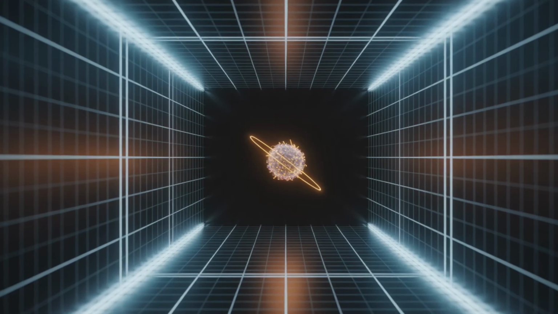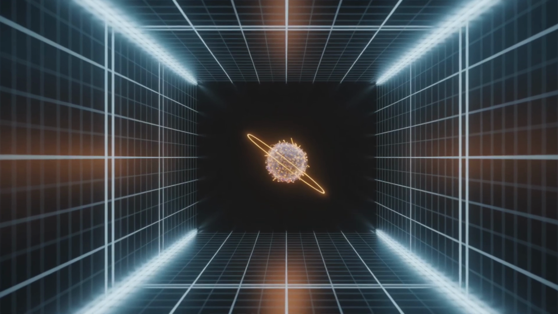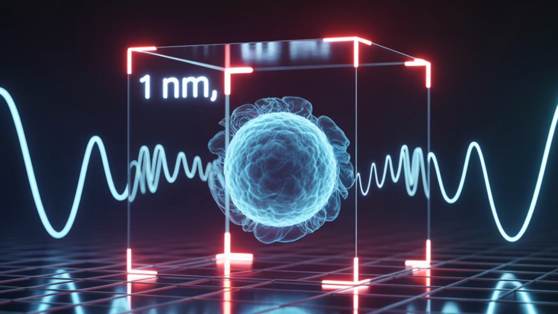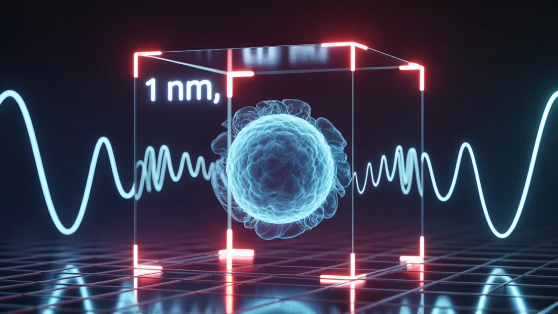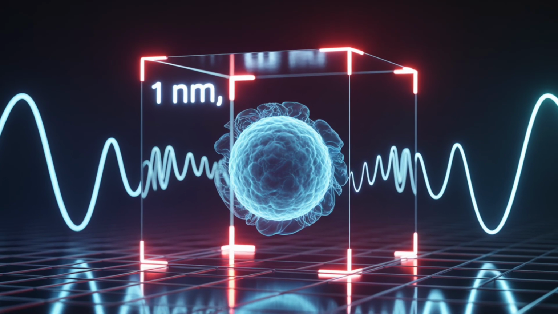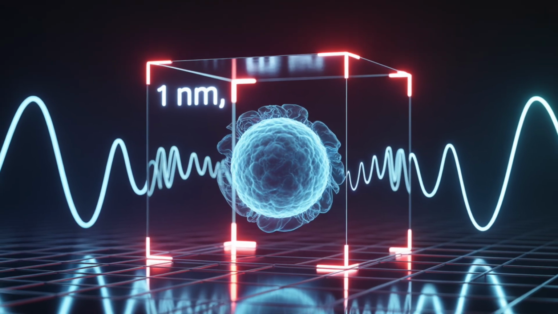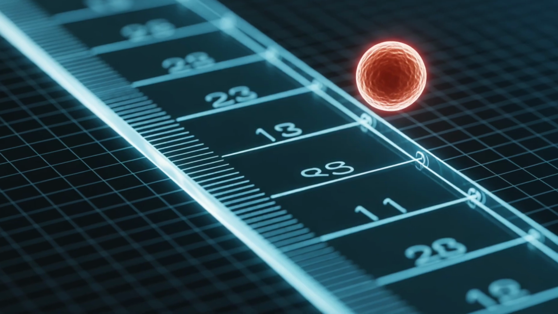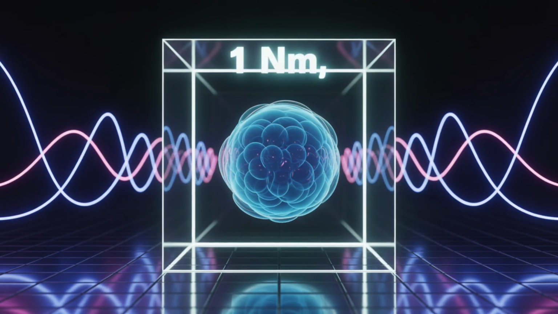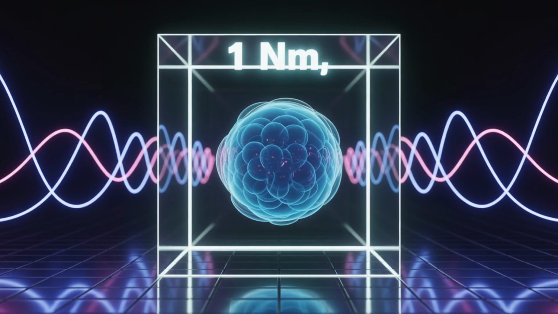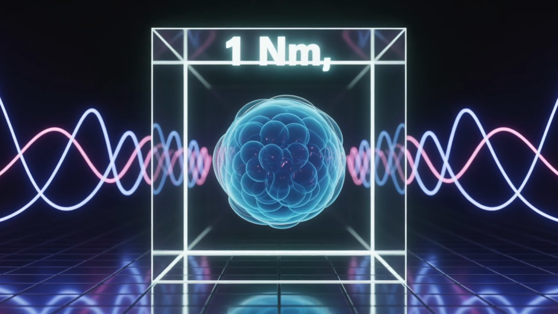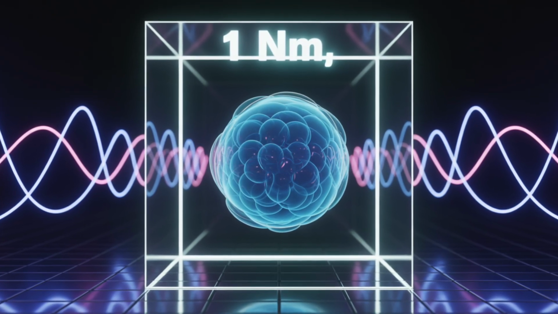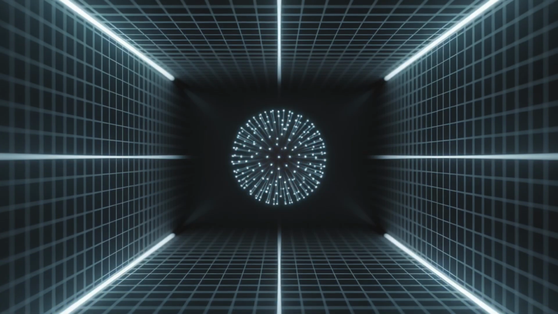Imagine a world so tiny that the rules of everyday life collapse. A world where an electron, trapped in an invisible prison only a billionth of a meter wide, can never sit still, and its energy comes in sharp, discrete steps like the rungs of a ladder. This isn't science fiction. It's quantum mechanics. And today, we're going to explore one of its most iconic problems: the particle in a box.